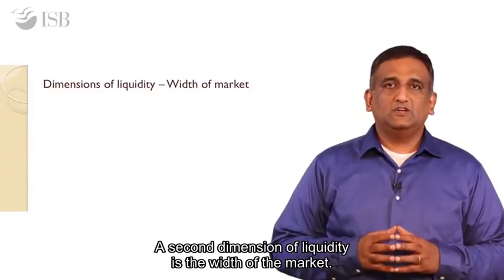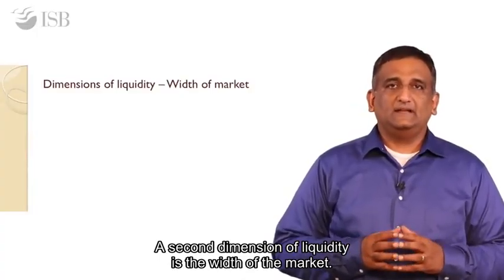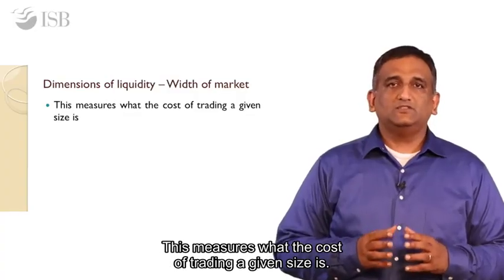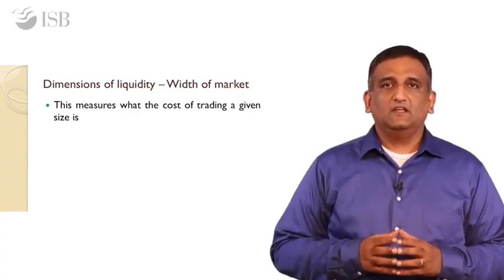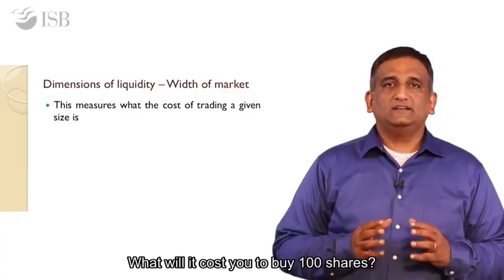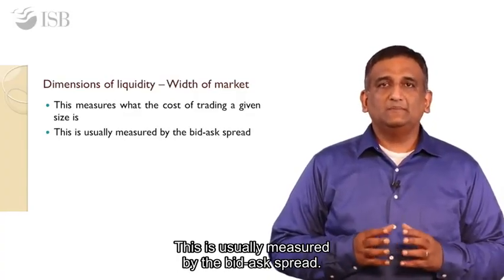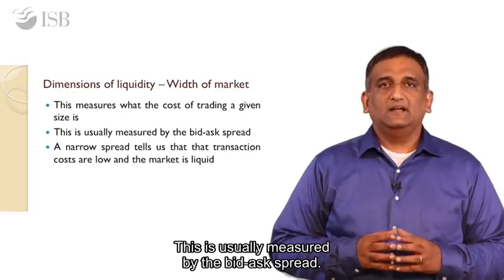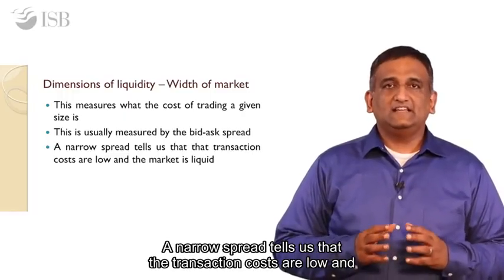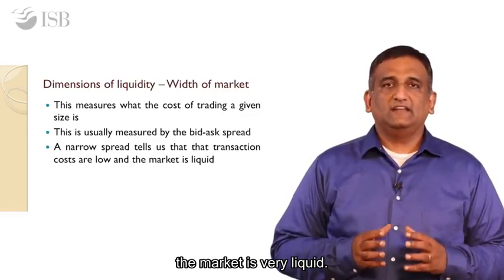A second dimension of liquidity is the width of the market. This measures what the cost of trading a given size is. What will it cost you to buy 100 shares? This is usually measured by the bid-ask spread. A narrow spread tells us that the transaction costs are low and the market is very liquid.